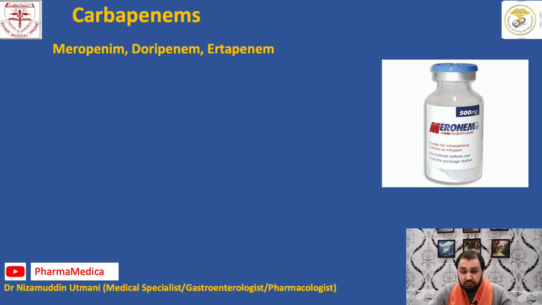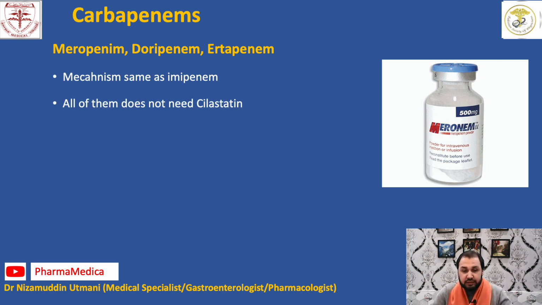The other three drugs in this group are Meropenem, Doripenem, and Ertapenem. We will discuss all of them together. All of them have the same mechanism of action as that of Imipenem. All of them have almost the same adverse effects, and almost the same indications and contraindications as Imipenem, with little differences. So we will discuss those differences.